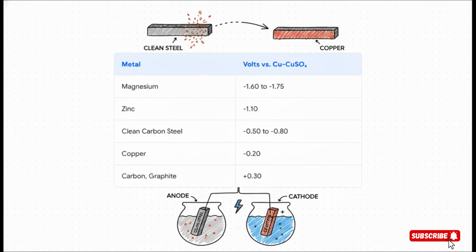You can pick any two metals on this list, and the one with the more negative potential, so the one that's higher up on the chart, will always become the anode and corrode if you connect them electrically in seawater. So for example, if you connect clean steel, which is sitting around minus 0.5 volts, to copper at minus 0.2 volts, guess what happens? The steel will rust away to protect the copper. And that, my friends, is the basis of galvanic corrosion.